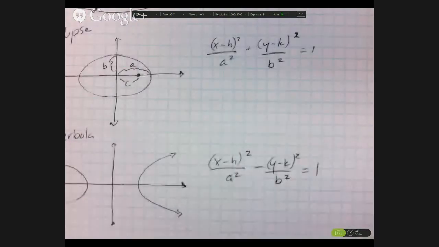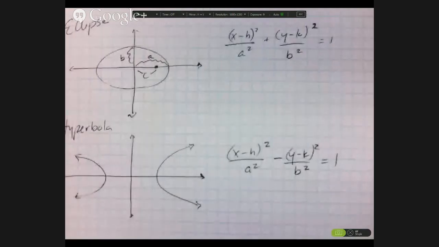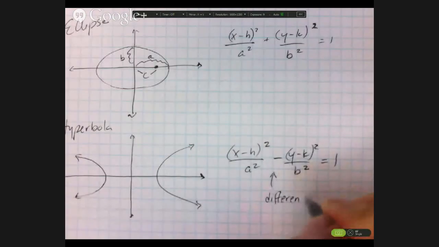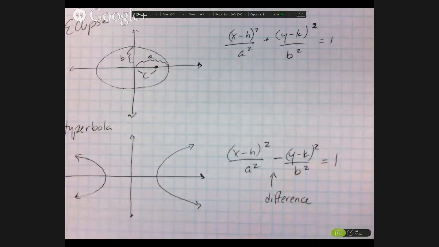What's the difference between the two equations? The minus. Yep. Minus. That's the only difference. One's added, they come together. One's subtracted, they diverge. Okay? So we can kind of compare and contrast the two to get an idea of how to build a hyperbola.